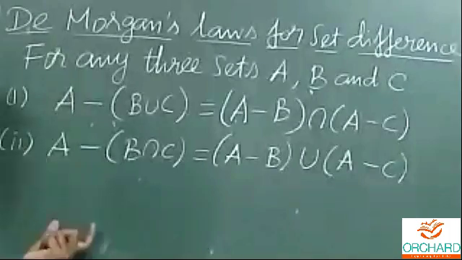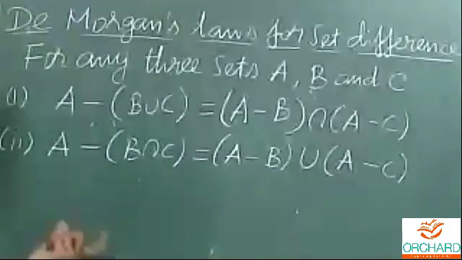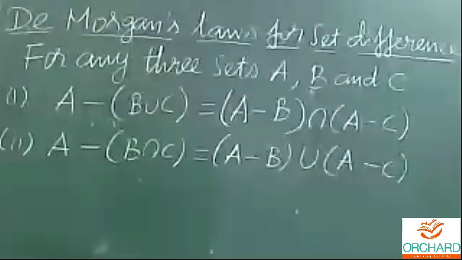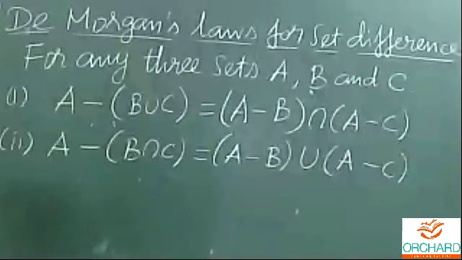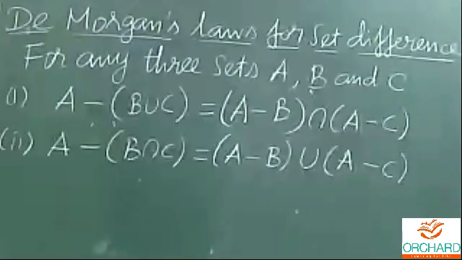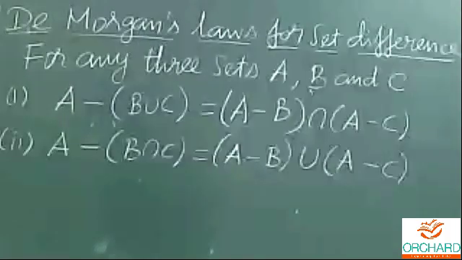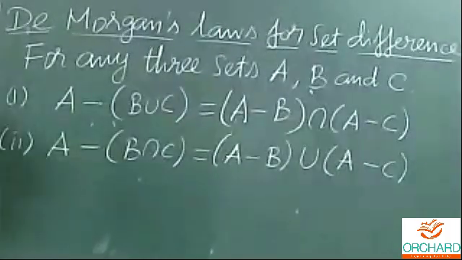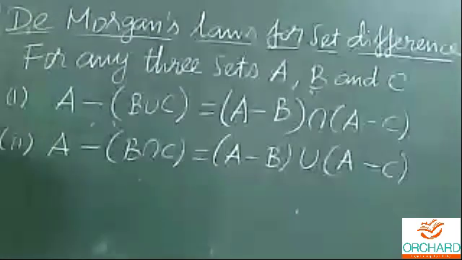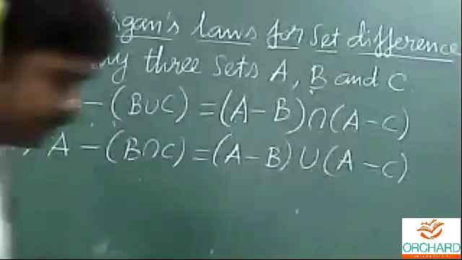Next, we'll move on to draw the Venn diagram for De Morgan laws of set difference. First, go through this and copy the two laws, the first and second laws of De Morgan laws for set difference.